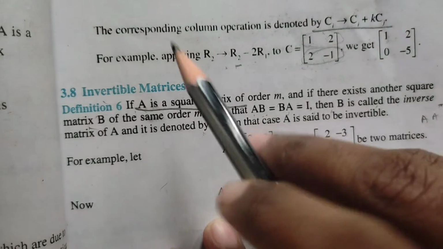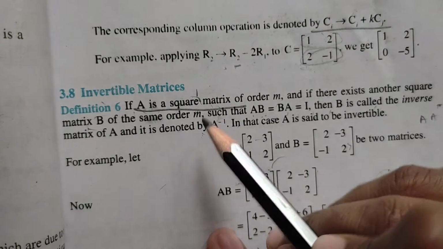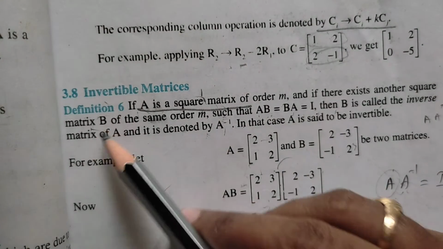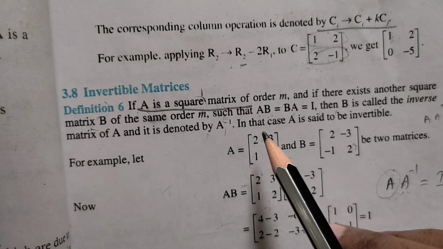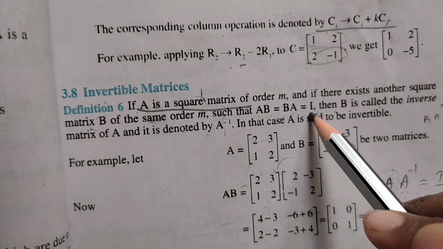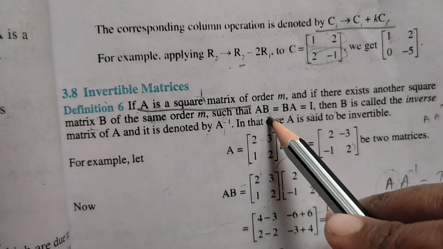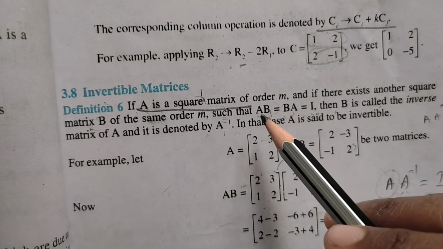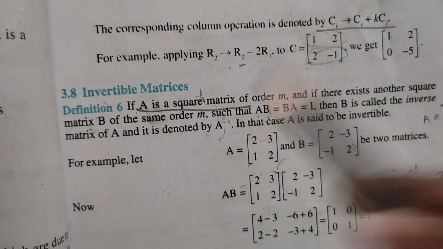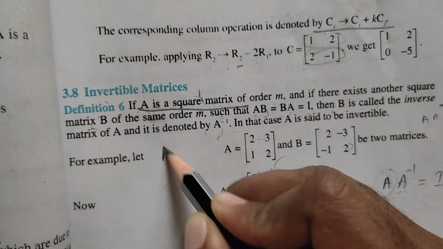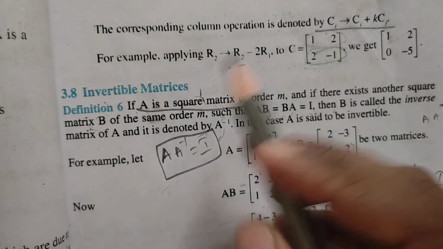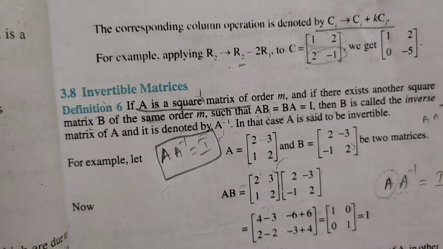Next we'll see the definition of invertible matrix. If A is a square matrix of order m, then there exists another matrix B of the same order such that AB is equal to BA, that is equal to I. I is the identity matrix and the matrix B is called the inverse of the matrix A. And that B is denoted as A inverse, B equal to A inverse. This is the definition of invertible matrices.